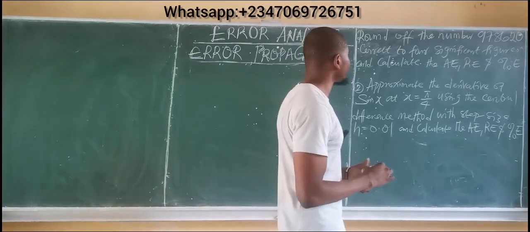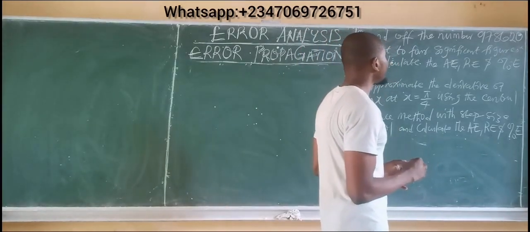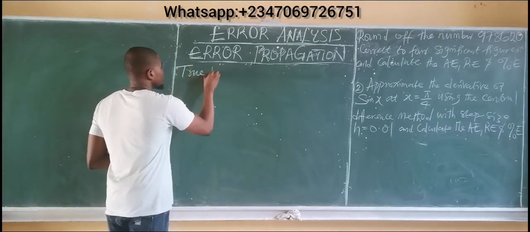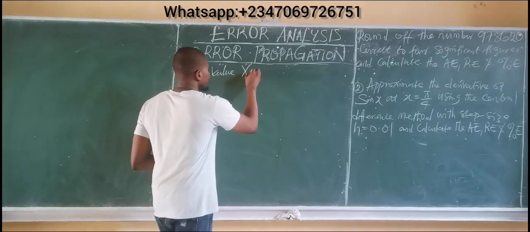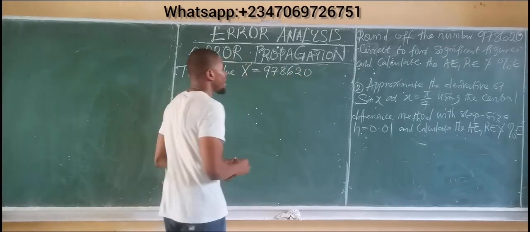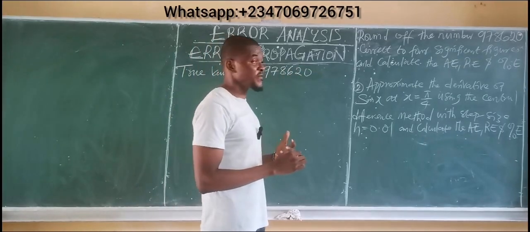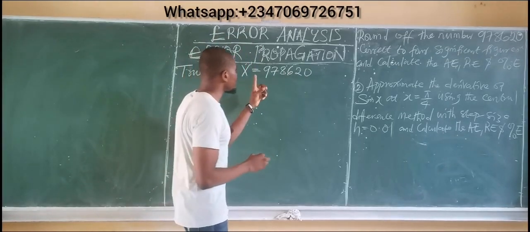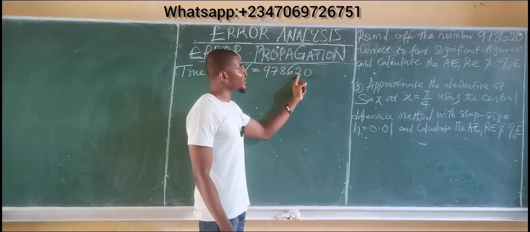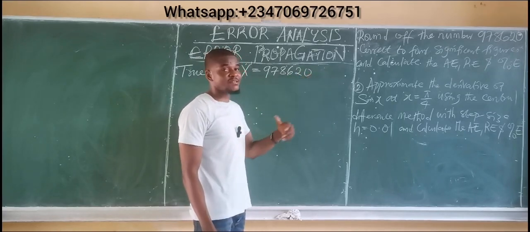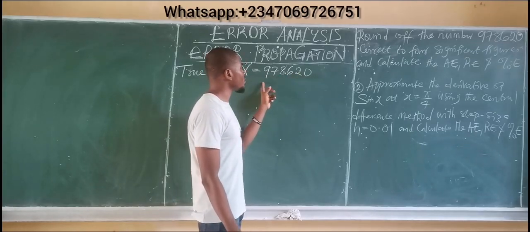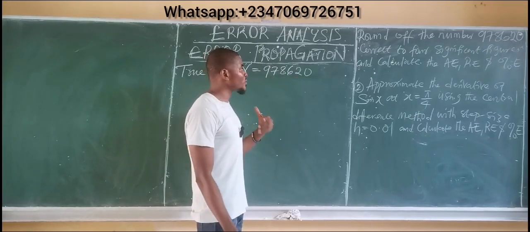So considering the first question, it says round off the number 978620. So that means our true value, which is capital X, is equal to 978620, and we are to round off this number to 4 significant figures. Mind you, this is 1, 2, 3, 4, 5 significant figures, so you don't count the 0 at the end as a figure. So instead of 1, 2, 3, 4, 5, 6, it's actually 1, 2, 3, 4, 5, and we are going to round this off to what?